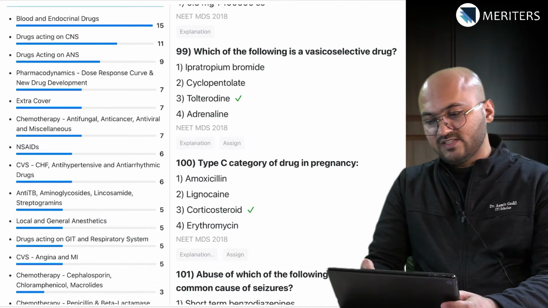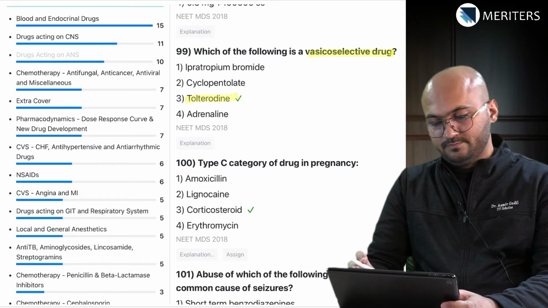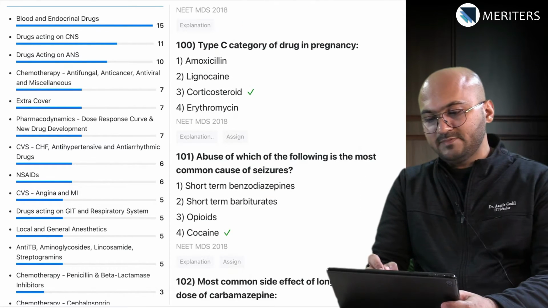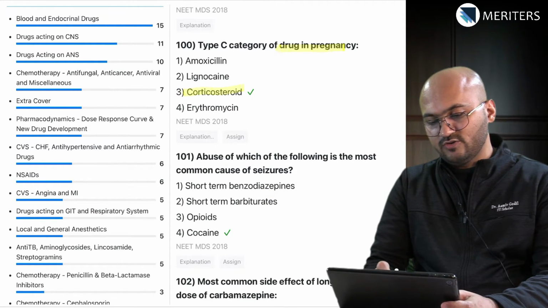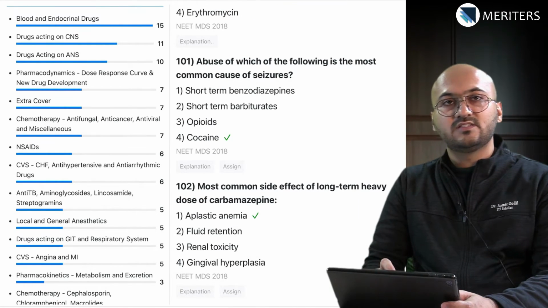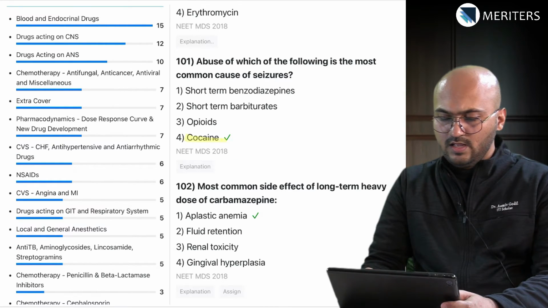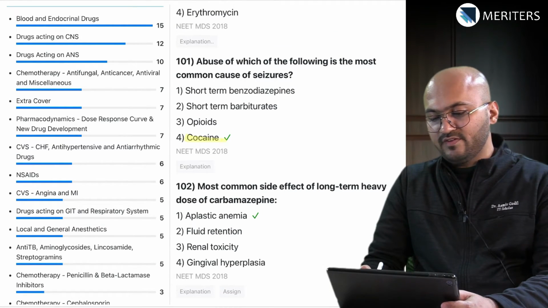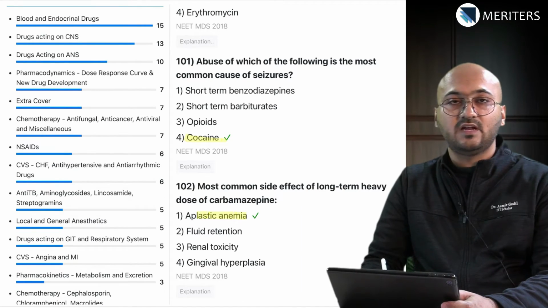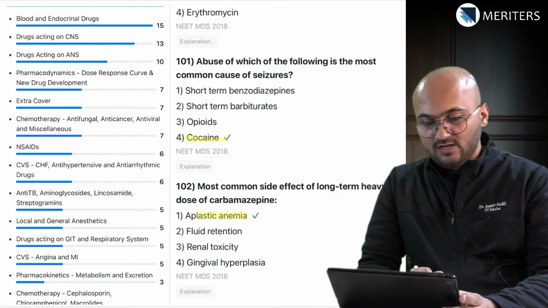Which of the following is a vesicoselective drug? So that's tolterodine. Type C category of drug in pregnancy is corticosteroid. Abuse of which of the following drugs is commonly associated with seizures? So that's cocaine. And last question, most common side effect of long-term heavy dose of carbamazepine is aplastic anemia. Very standard question.